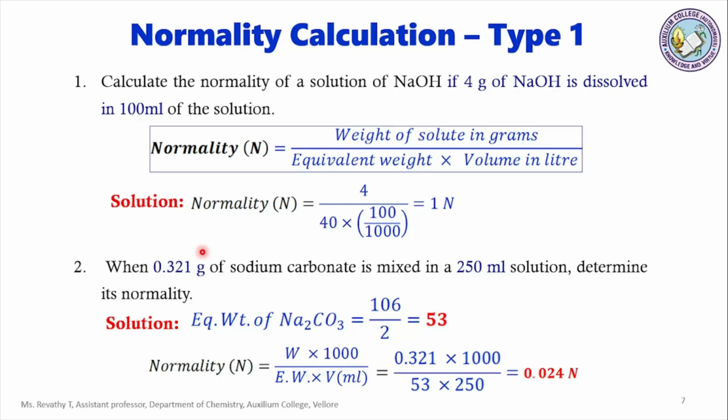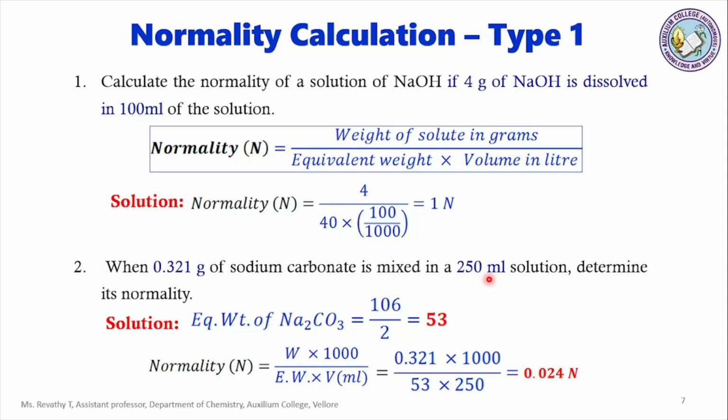The second question is, when 0.321 gram of sodium carbonate is mixed in a 250 ml solution, determine its normality. So first we need to calculate equivalent weight of sodium carbonate, whose molecular weight is 106 divided by its valency, which is 2. So you get 53. Again here volume is in ml, so we need to convert into liter.